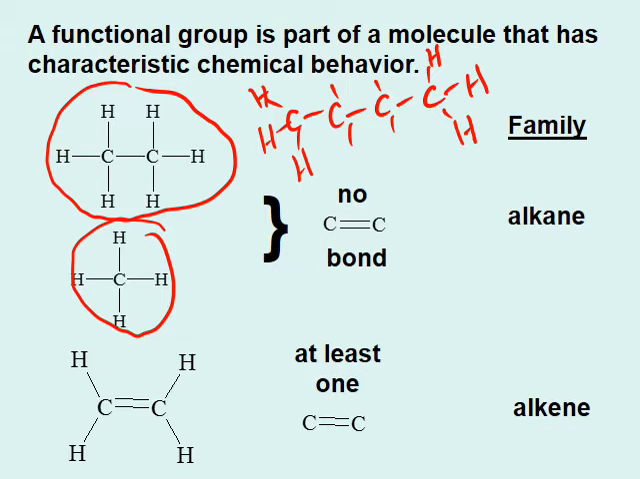So I'd like you to remember these names: methane, ethane, propane, butane, pentane, hexane. And when you have a double bond between any two carbons, then it's no longer an alkane. The family name would be alkene.